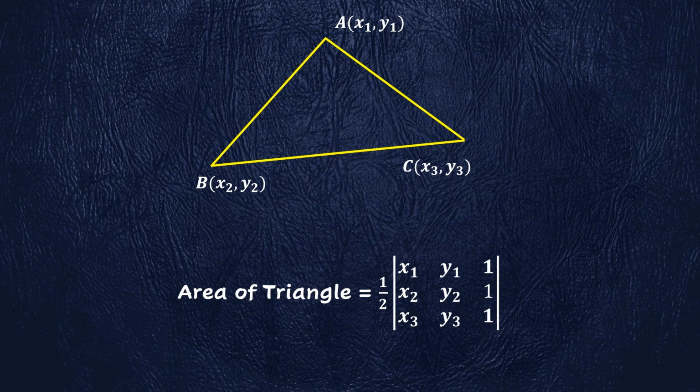In this video, we are going to investigate the reason why this third column containing elements 1, 1, 1 is present in this formula, as we see that there is no 1, 1, 1 in the vertices of the triangle.